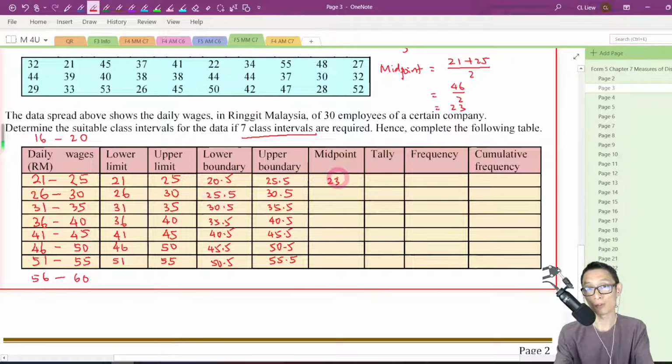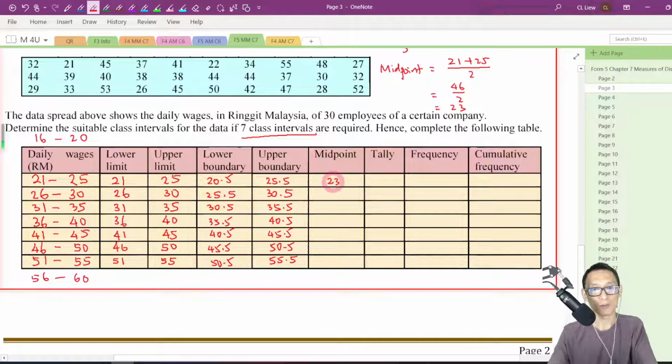Some students don't want to do it this way. You can take 20.5 plus 25.5 and then divided by 2. You get the same thing, 23. But normally, we prefer using this because it's easy, right? Here, 21 plus 25 compared with 20.5 plus 25.5, this is easier. So it's up to you. You can take lower limit plus upper limit divided by 2, or lower boundary plus upper boundary divided by 2.